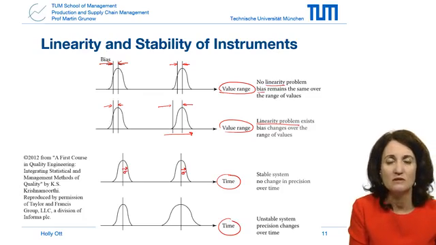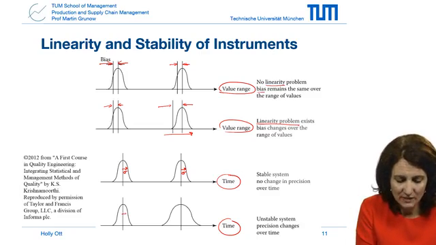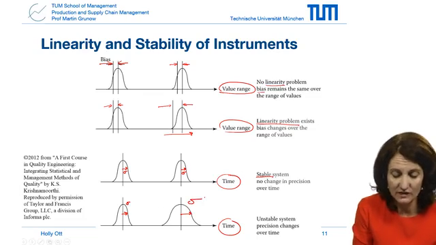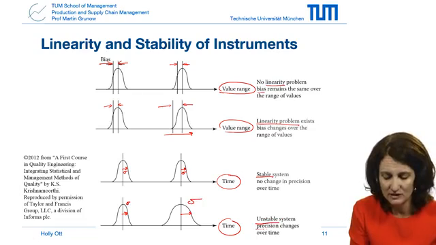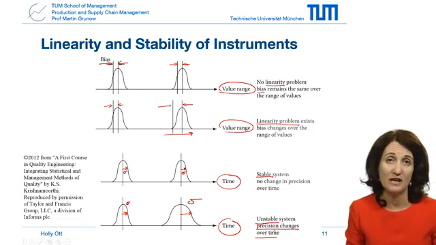The variability of our data is approximately the same as we move on in time. Whereas in the bottom picture, now this is a stable system, whereas in the bottom picture, we see first we have a small variation and we have a large variation, so we have an unstable system. The precision changes over time.